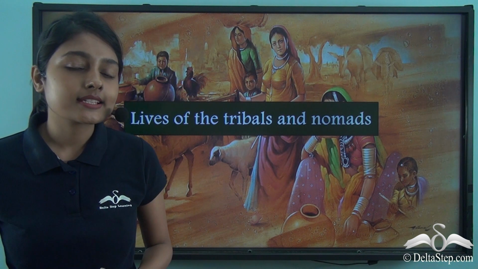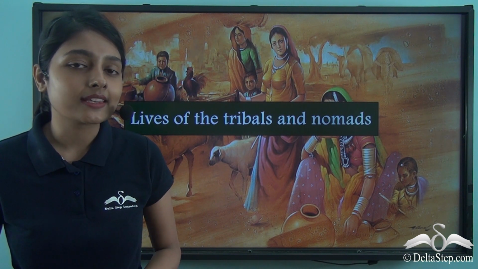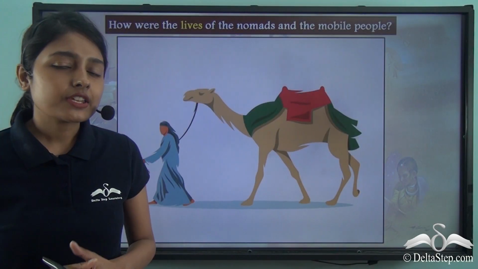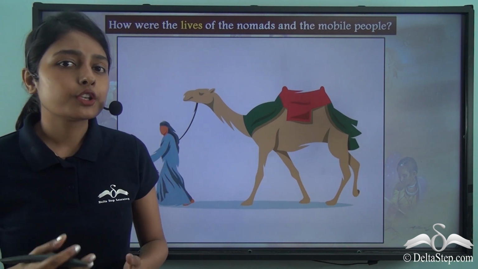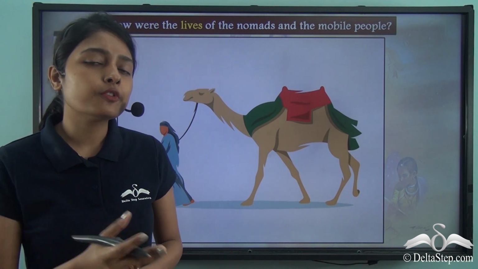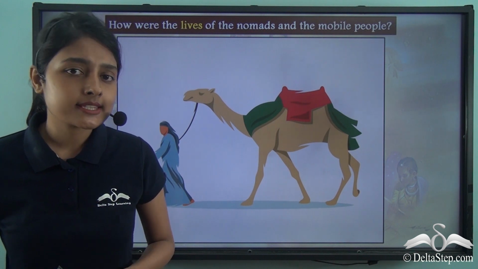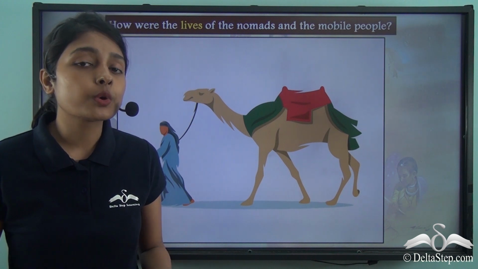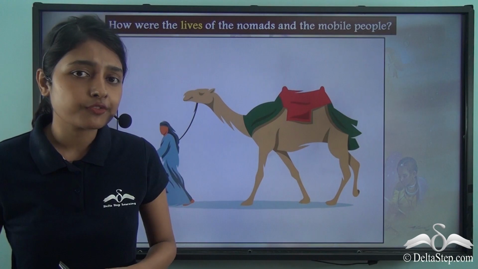That is, in this lesson we will be finding out about the lives of these nomads and these tribal people. So the question we will try to answer here is, how were the lives of the nomads and the mobile people? Now these nomads were people who used to move from one place to another. These people did not have any permanent settlement. These people did not have any permanent way of growing food for themselves. So how did they manage to earn a livelihood for themselves?